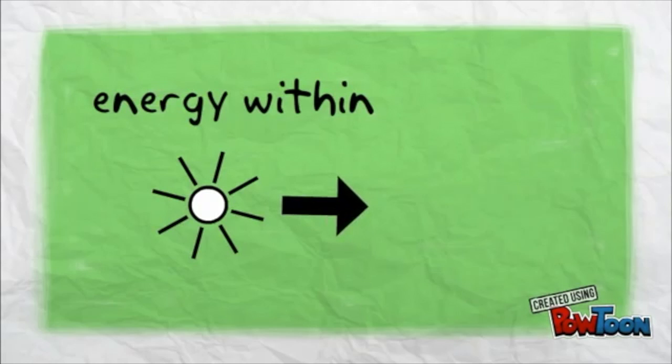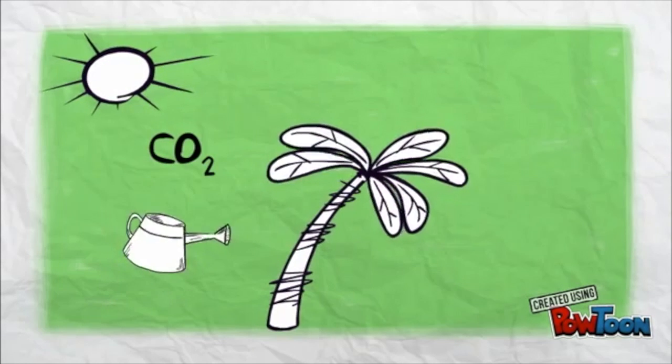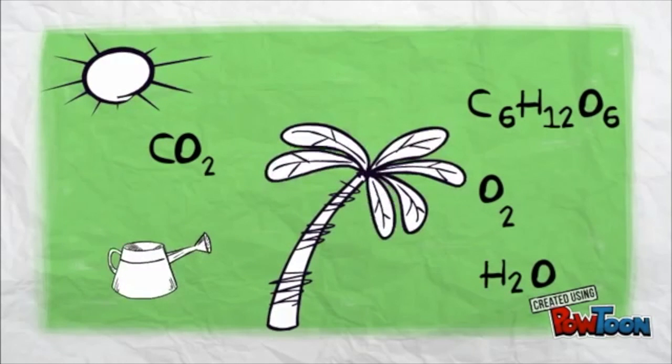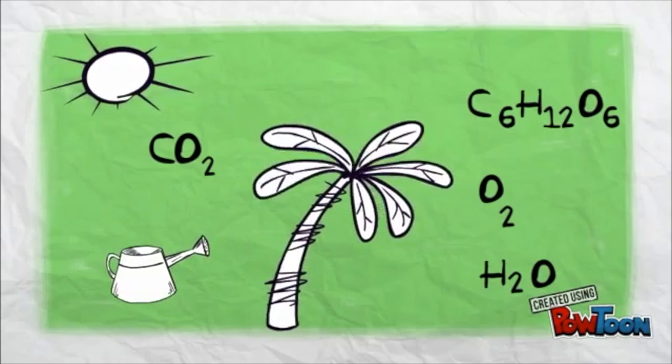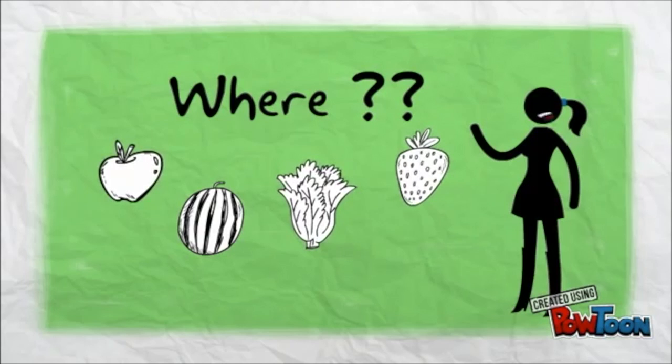Photosynthesis. It's energy within light that produces carbohydrates. The plant uses sunlight, CO2, and H2O to produce glucose, oxygen, and H2O. Where does this process occur? It occurs in plants, algae, and cyanobacteria.